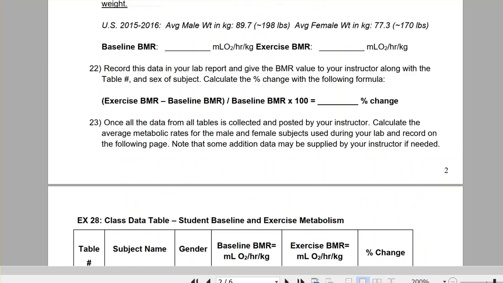Then we're going to figure out the percent change between exercise and baseline. And so here is the equation for that. You'll take your exercise basal metabolic rate and put it right here, then subtract the baseline from it, then divide by baseline, and then multiply everything by 100 and you're going to get a percent change.